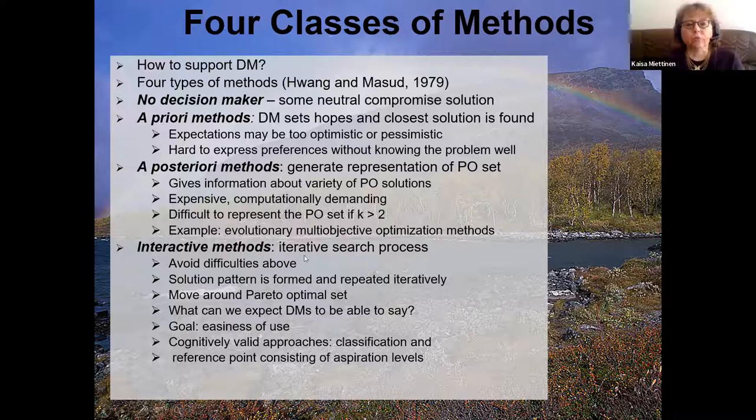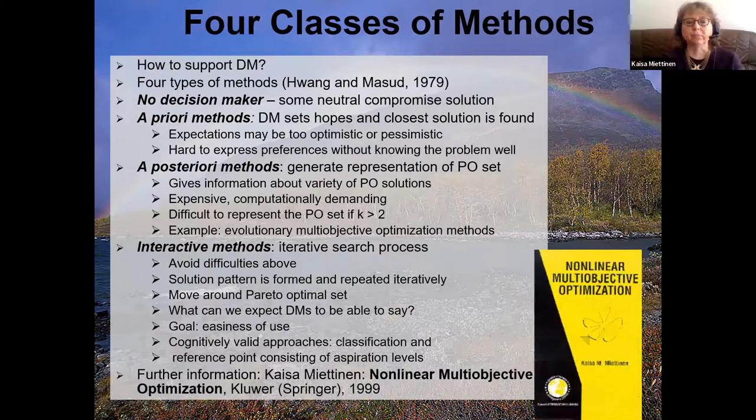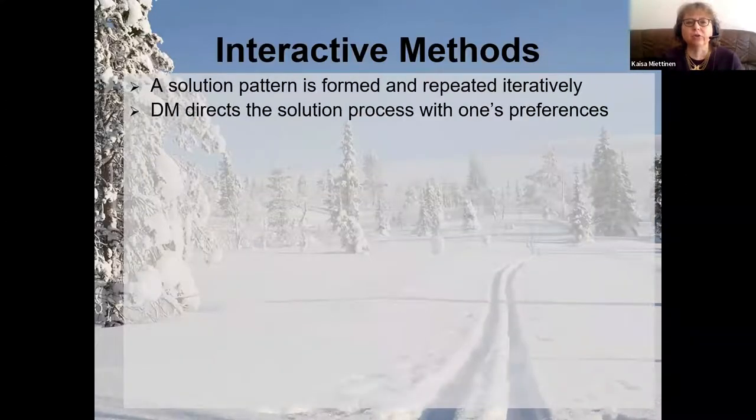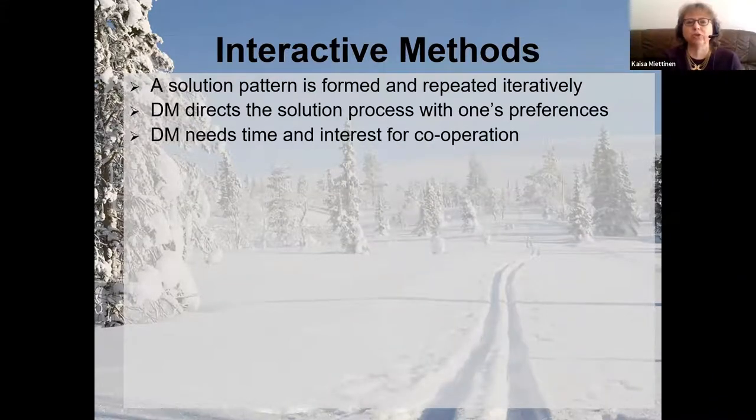There are different interactive methods, and they differ from each other, for example, in the type of preference information they expect the decision maker to provide, and also what type of information they provide to the decision maker. So, as said, in interactive methods, the decision maker plays an important role. So if the decision maker is not available, then interactive methods are not the way to go. But with one's desires and preferences, the decision maker directs what kind of solutions are to be generated.